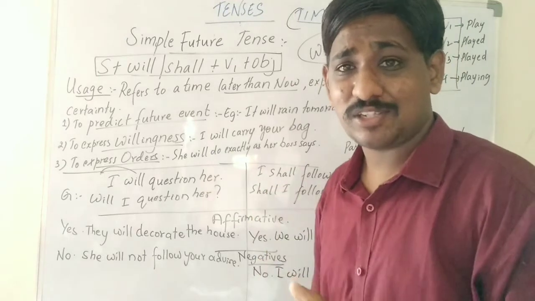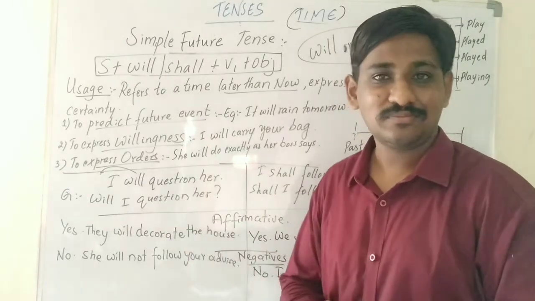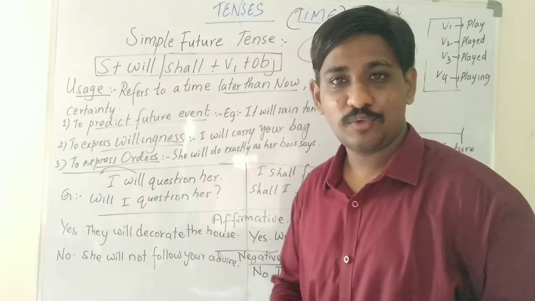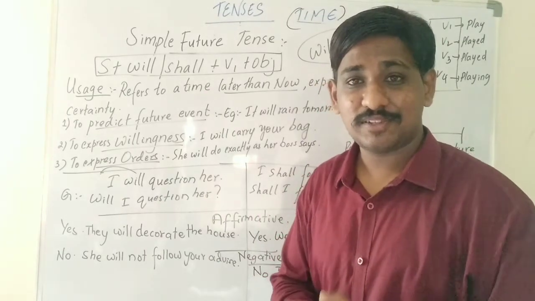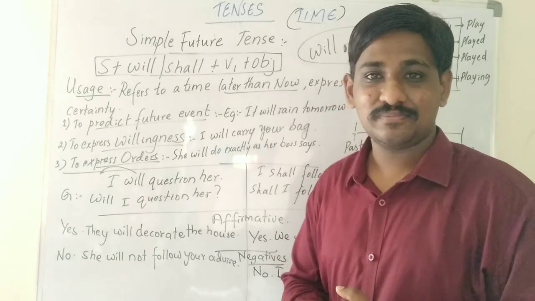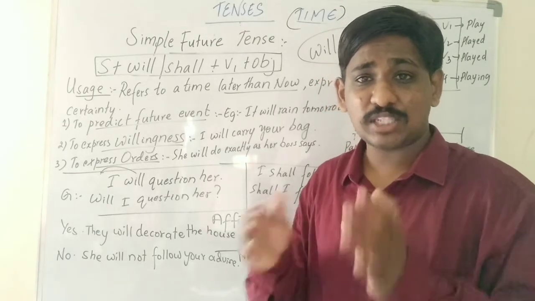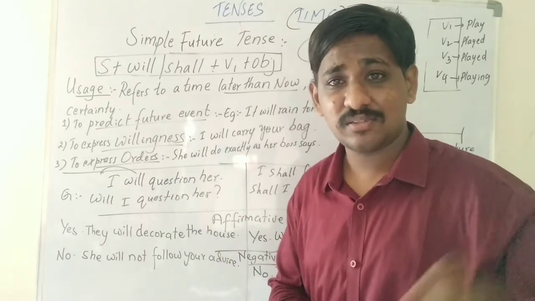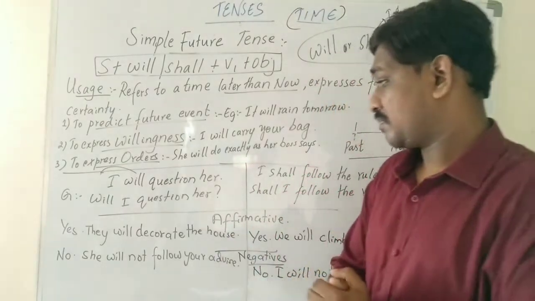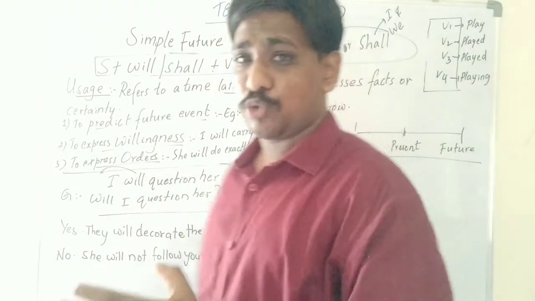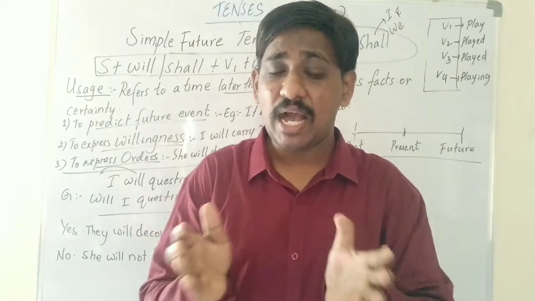I've already given you a hint how to make questions. I will question her. Will I question her? Question. I will learn English. Will I learn English? You're right. I'll go to market. Will I go to market? I'll visit village. Will I visit village? Right? Very simple and easy to make questions in the simple future tense. So one more example. I shall follow the rules. Shall I follow the rules? So I hope everybody understood how to form questions.